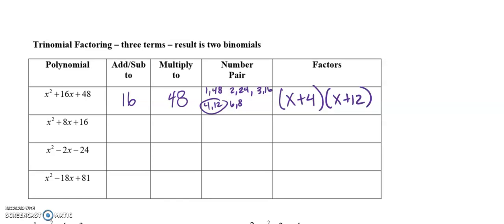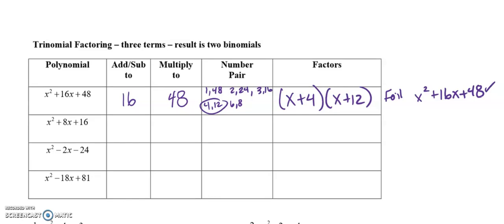If you go ahead and FOIL this, distribute, you're going to get back to your x squared plus 16x plus 48. If you don't, then something went wrong. If you do, yay me, pat yourself on the back, you did a good job. All right, let's try one more.